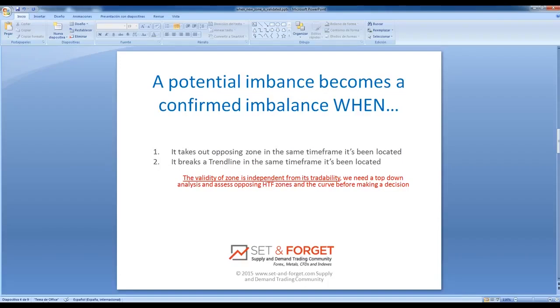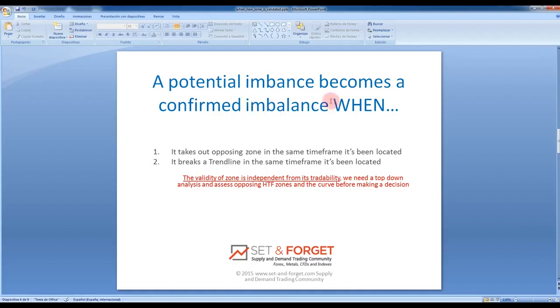Hello fellow traders. In this video I want to go through a very important rule. This is a core rule for the supply and demand set and forget community, and it deals with the validity of our potential imbalance. We have two rules, and you should know these by heart because they are very powerful.